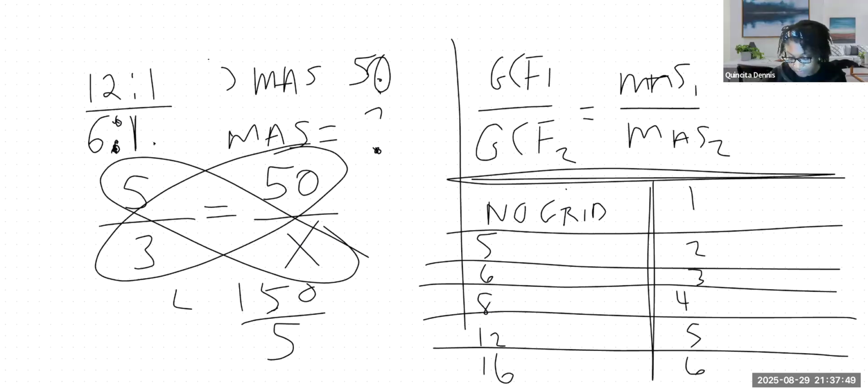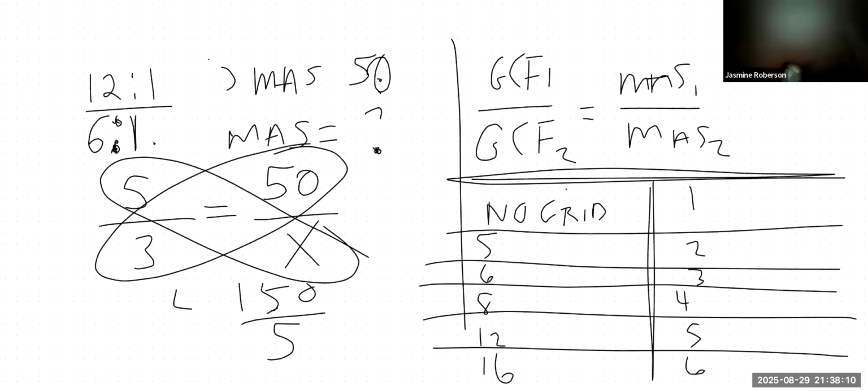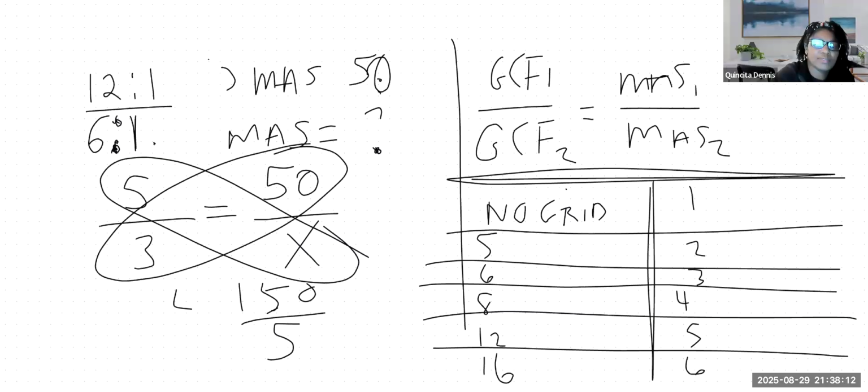Calculate. 50 times 3. 50 times 3 is 150 divided by 5, and we get what? 30. 30 mass. All right, the next one. Are we good to erase?